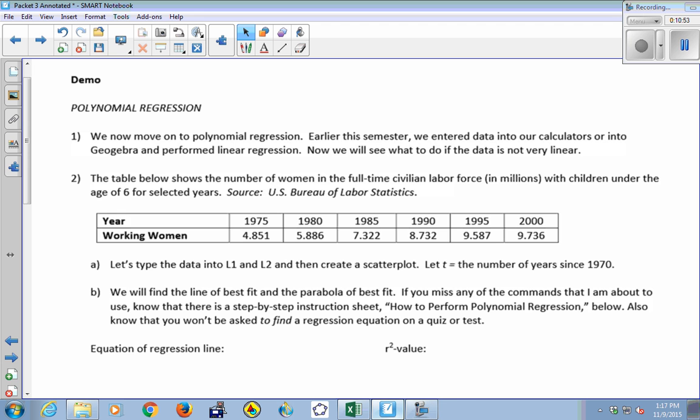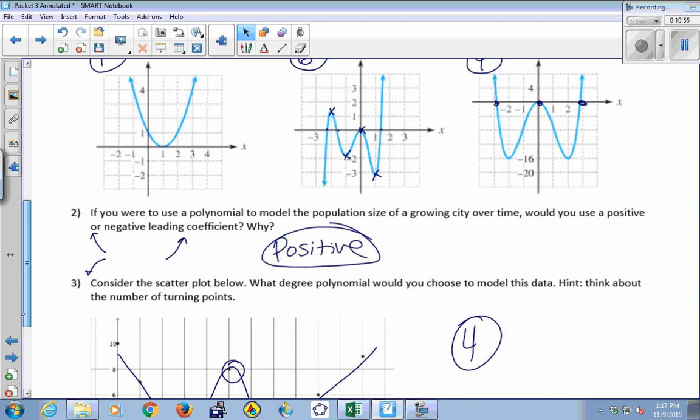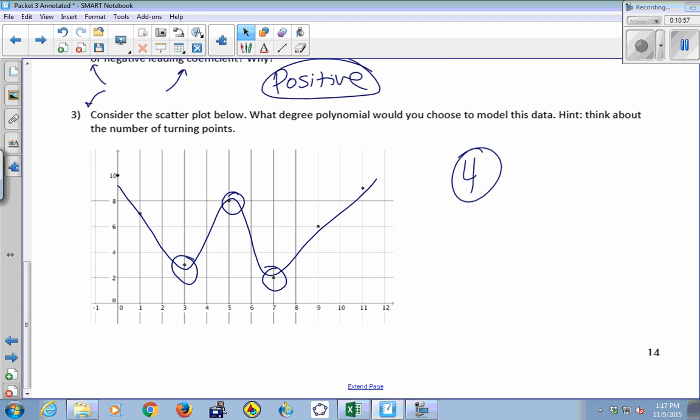So something that I might put on a test might be something like this preview exercise. I might give you a scatter plot and say, what degree would you choose to model this? Or I might give you a model. I might give you some data and say, a good fit for this data is this 4th degree polynomial. Use it to make some predictions, something like that.